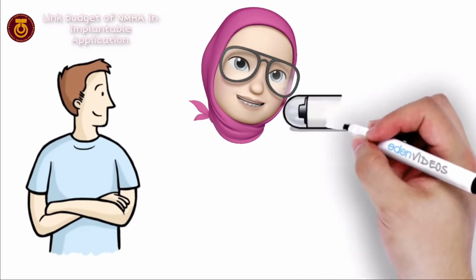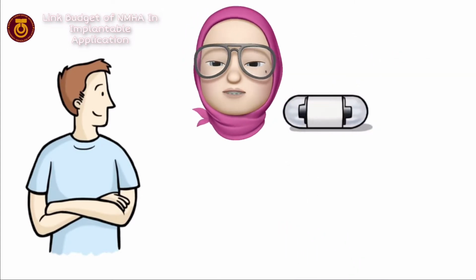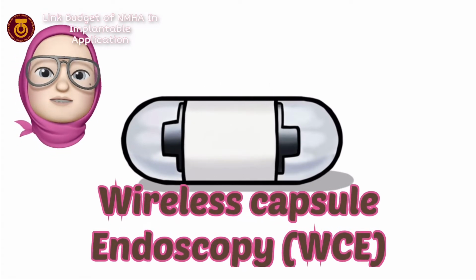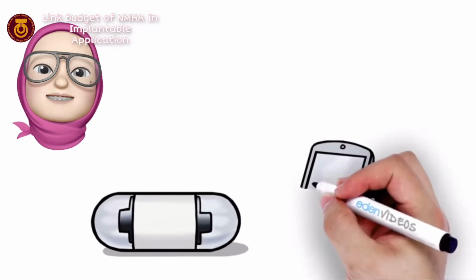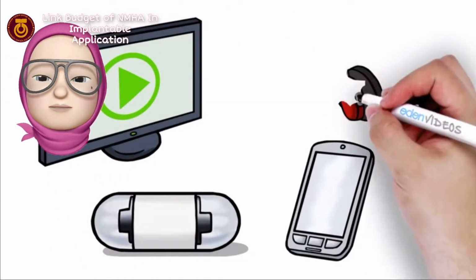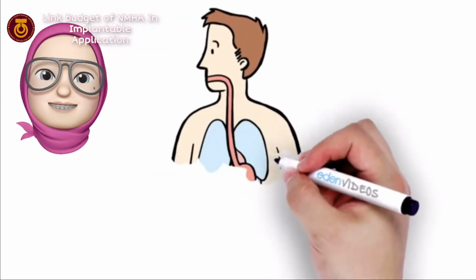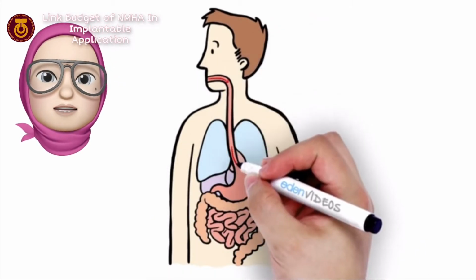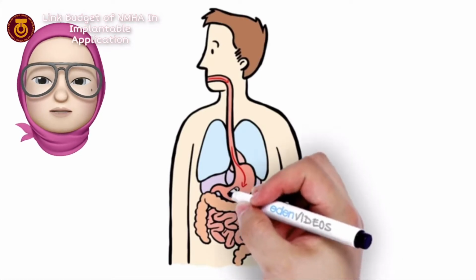An example of an implantable application that suits this situation is wireless capsule endoscopy, WCE. WCE is a procedure used to record and detect any abnormal images of the gastrointestinal tract in the form of a capsule. The gastrointestinal tract organs are the mouth, esophagus, stomach, small intestine, large intestine, rectum, and anus.